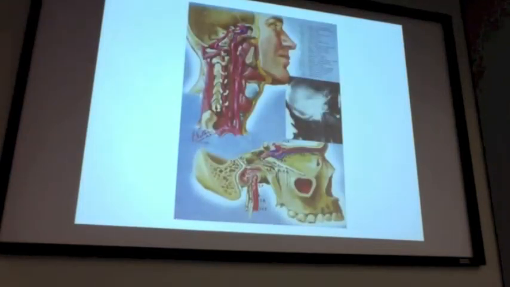Now, blood gets into the brain via two possible ways. It comes in the posterior circulation through the two vertebral arteries, which join together to form the basilar artery. That then, as we'll see in a minute, divides to form the posterior cerebral arteries and becomes a part of the circle of Willis. The other way that the blood gets into the head is through the carotid arteries.